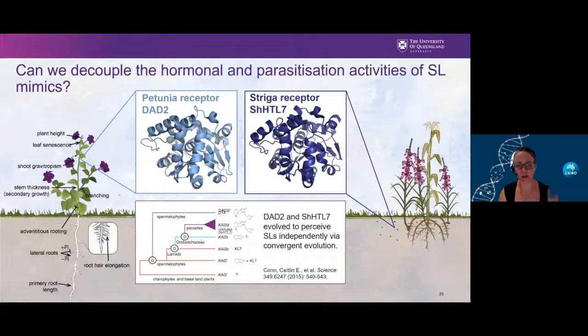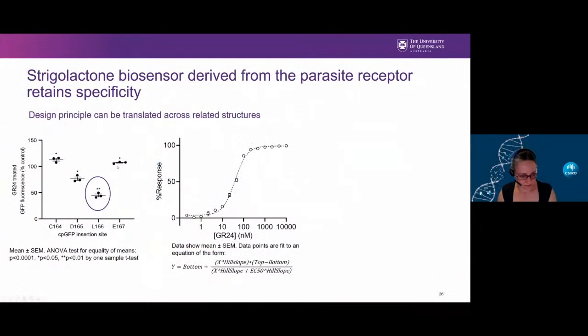So the hosts are constantly developing this chemical diversity to try and get away from being identified by the witchweeds, and also still maintain the branching and hormone activities of the compounds that they're working with. And so she designed a second biosensor based on the parasite receptor. That sensor retained specificity, and she was able to identify the best insertion site.